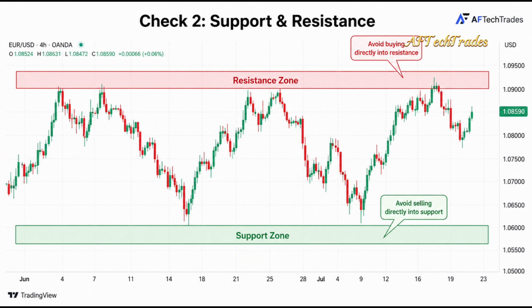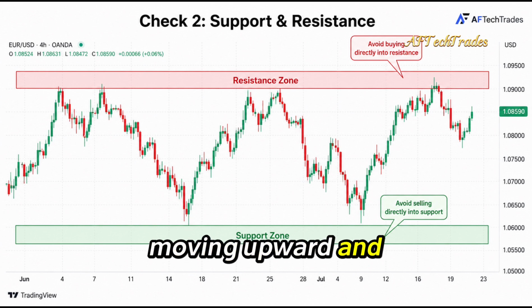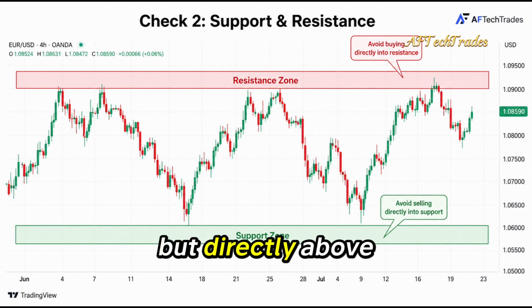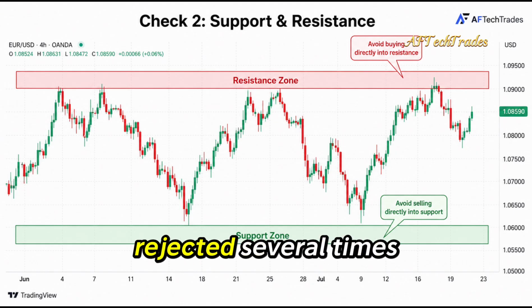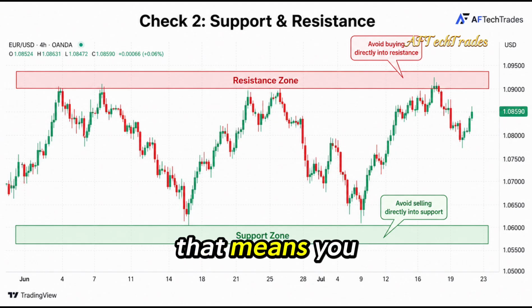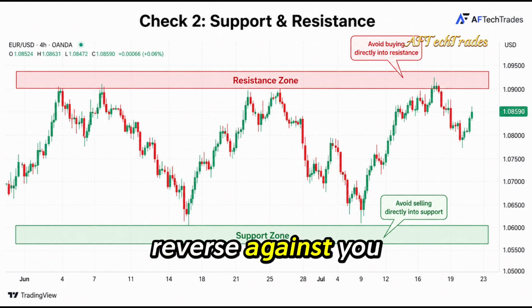For example, imagine price is moving upward and you want to buy. But directly above your entry, there is a strong resistance level where price has rejected several times before. That means you may be buying into a danger area. Price may move only a little, hit resistance, and reverse against you.